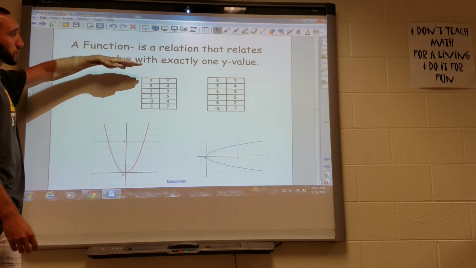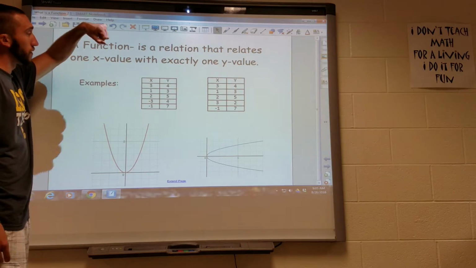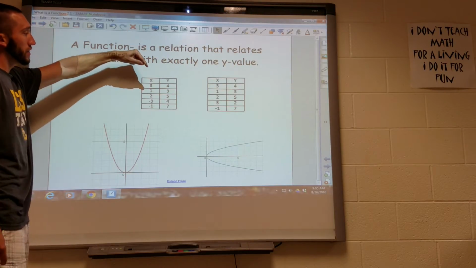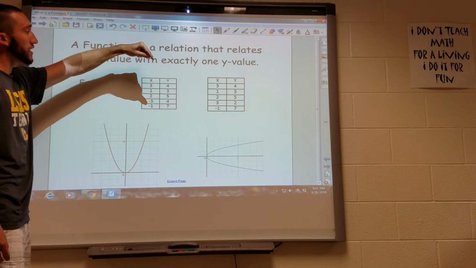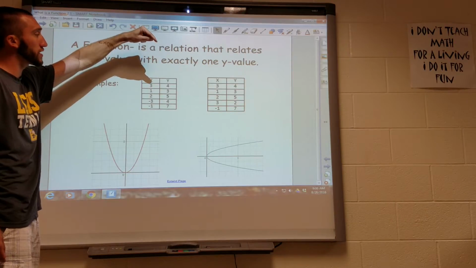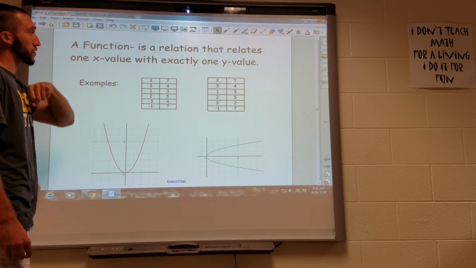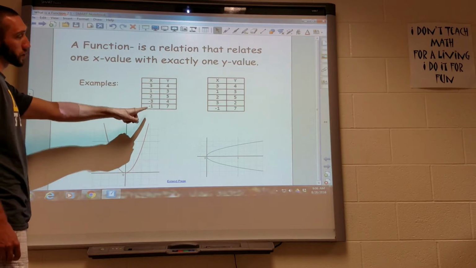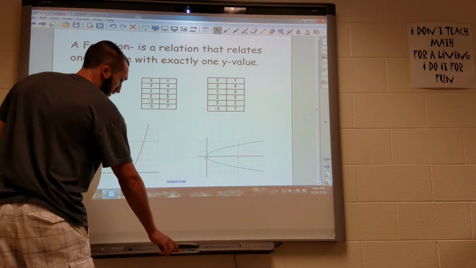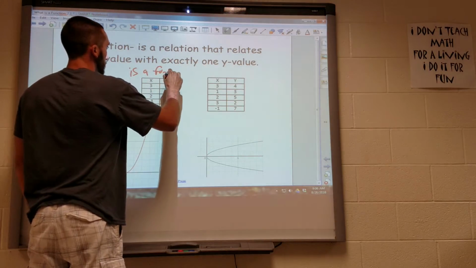So if we look at our first example here, we can see that our x value of 3 corresponds to exactly one y value of 4. Our x value of 1 corresponds to exactly one y value of 3, x value of 2 to 5. Our x value of negative 3 corresponds to a 4 over here, so the same as our x value of 3 here, but that's fine because our x values are different. So each x value has to correspond to exactly one y value. So here, since we have all different x values, they all correspond to exactly one y value. So this is a function.